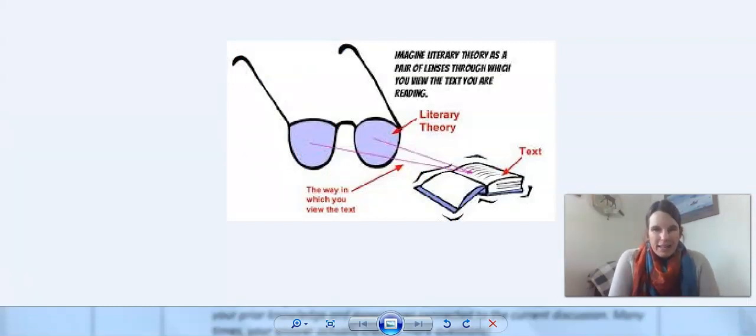Critical theory is the lens in which we approach literature. Since literature is the story of our lives, there are so many different ways we could approach talking about a story or writing about a story. And so critical theory gives us the glasses, as it shows in the picture here, in which to interpret or analyze the text that we're reading.